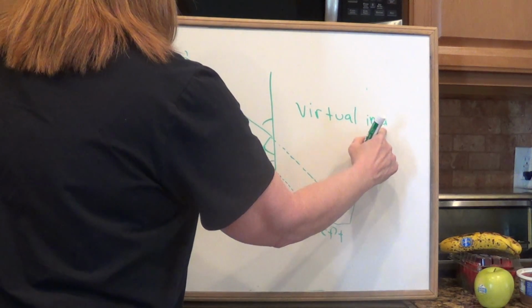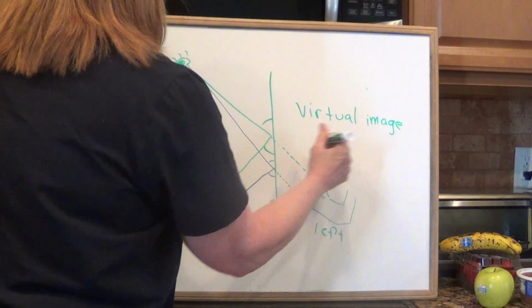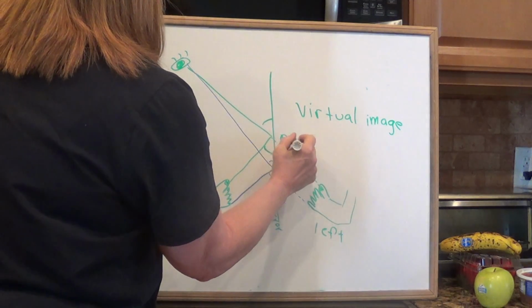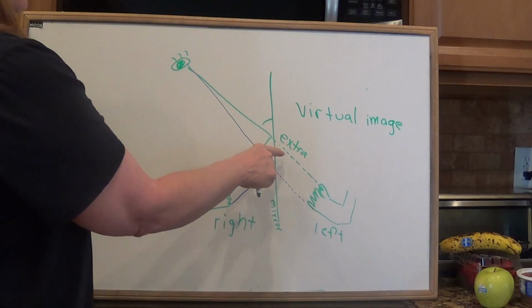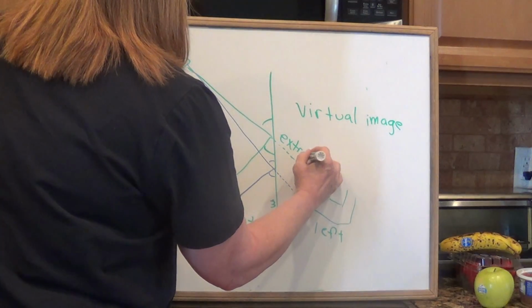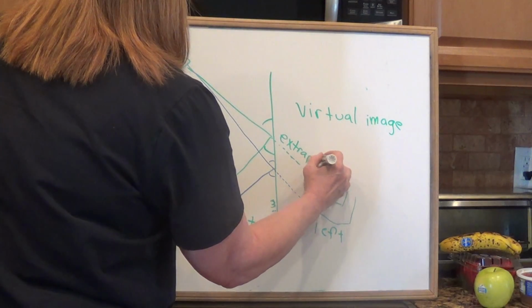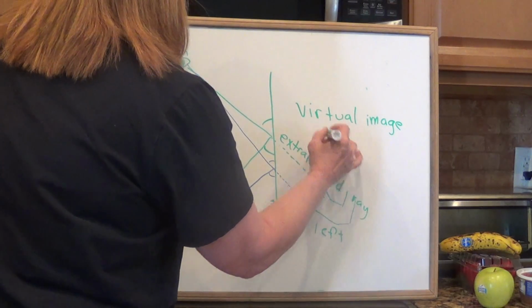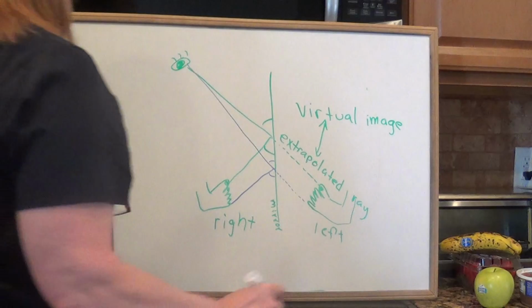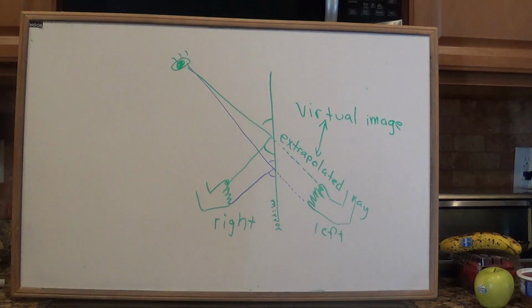And I can't recall if you already saw this, but this light ray here is called an extrapolated ray, the kind of ray that is made by the brain that doesn't really exist. And all virtual images are made with extrapolated rays. So there we go. All right.